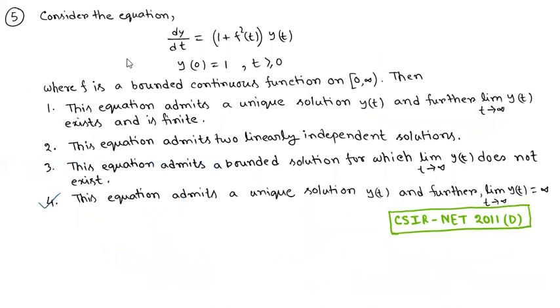Here the question is: consider the equation dy/dt equals (1 plus f squared(t)) y(t), with the condition y(0) equals 1 and t greater than or equal to 0, where f is a bounded continuous function on the closed interval 0 to infinity. Then there are four options given about the character of y(t): the equation admits a unique solution y(t), and the limit as t tends to infinity of y(t) will be finite or infinite. We have to check it. Let's see the solution.